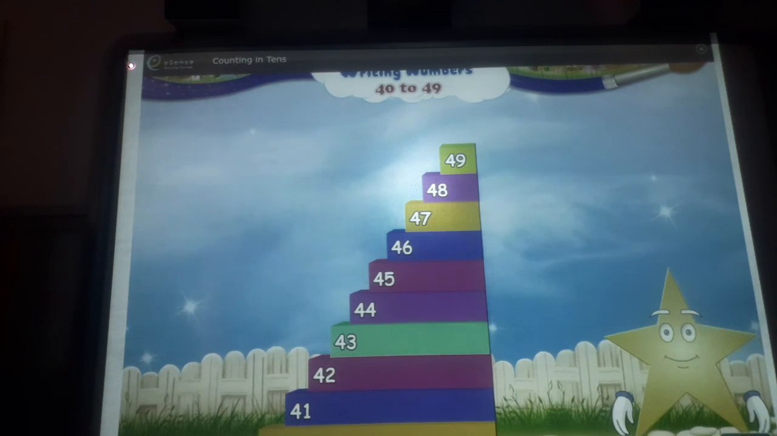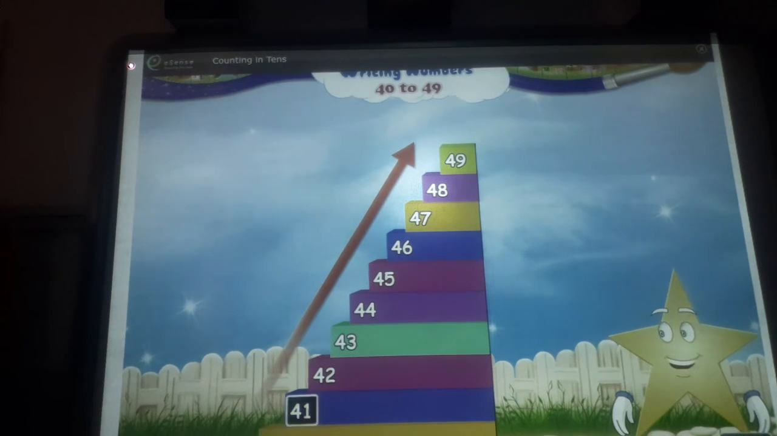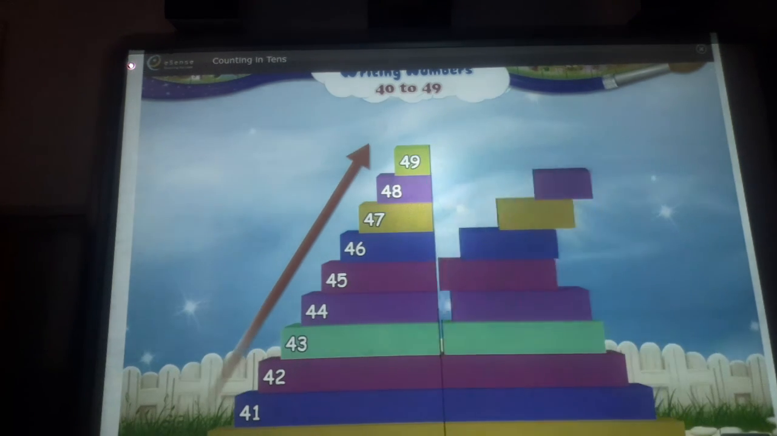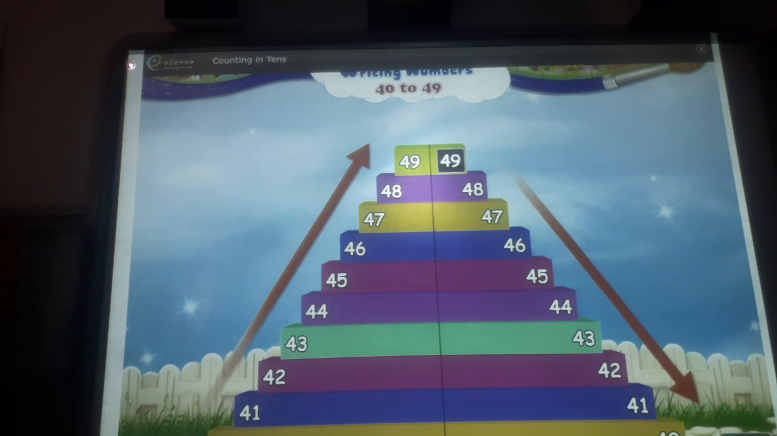Study, I'm sure you remember this number 4 and 0, 40. And the numbers that come after it are 41, 42, 43, 44, 45, 46, 47, 48, and 49. Now counting from the biggest to the smallest number, we have 49, 48, 47, 46, 45, 44, 43, 42, 41, and 40.